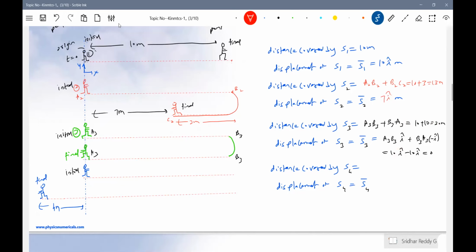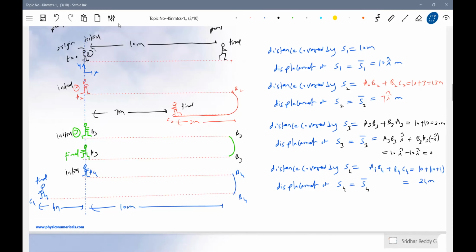Okay, let's come to this one. So what is the distance you will move now? You will move A4B4, B4 and C4. First you will walk A4B4, then B4C4. A4B4 is 10. This will be 10 plus 4. I will indicate it. In total, how much will it be? 24 meter.